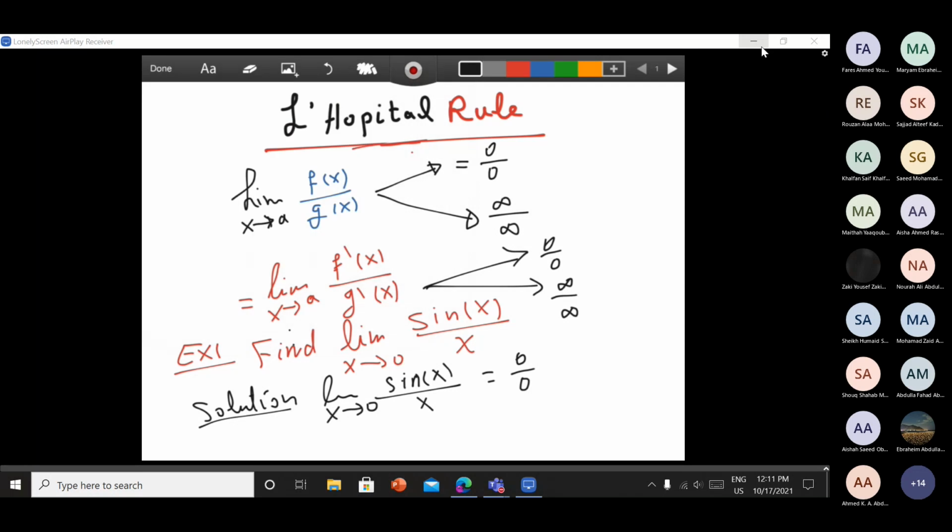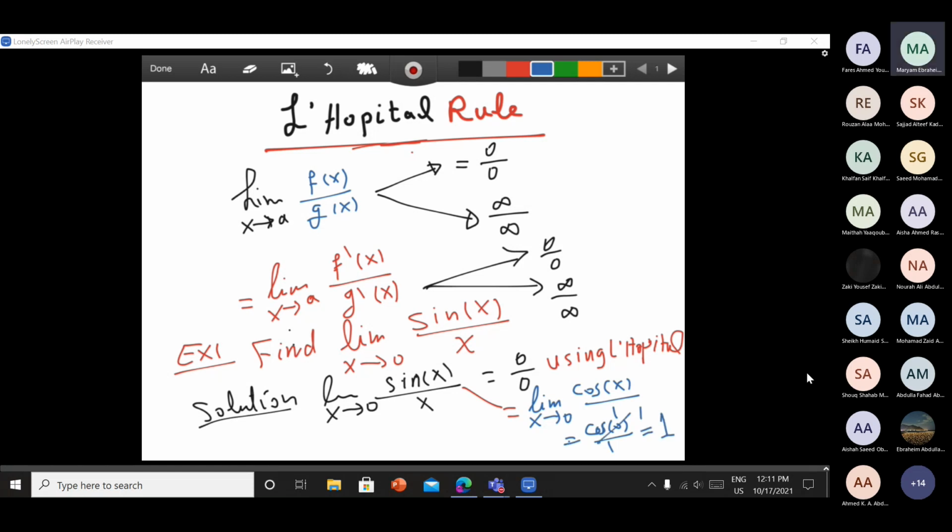Now using L'Hopital, I will have this one equal to the limit when x tends to 0. When I differentiate the sine, what is the derivative of sine? Cosine. Cosine, excellent. Cosine x over what is the derivative of x? 1, right? So when I substitute, I will have cosine 0 over 1. Cosine 0 is what? Is 1.